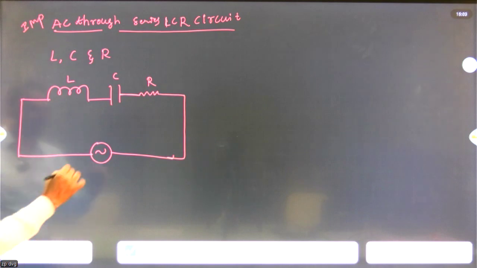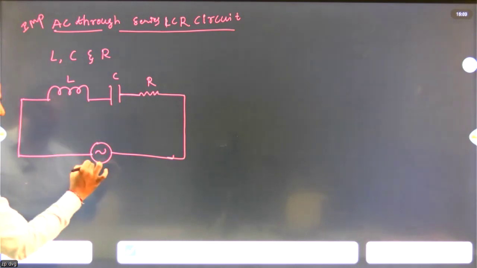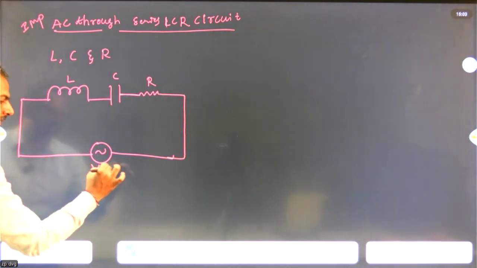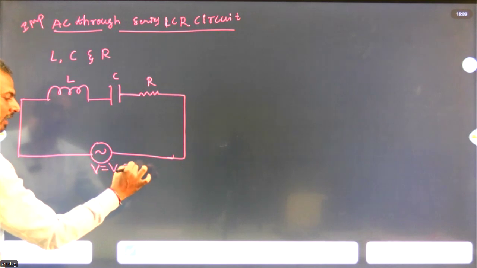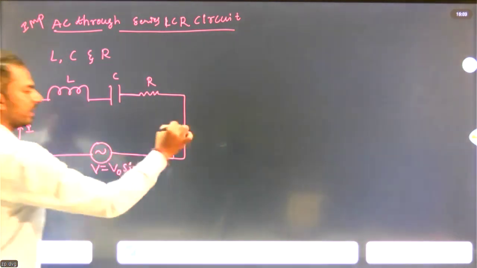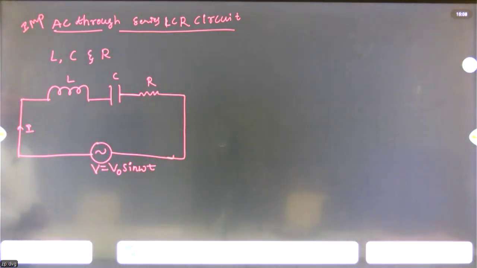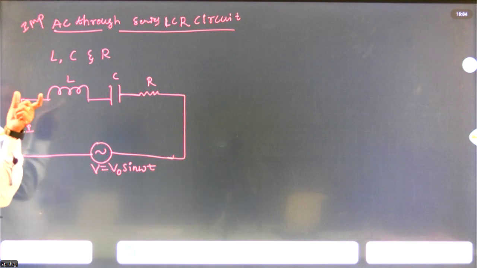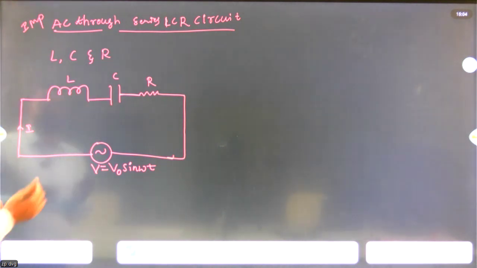Instantaneous value of alternating voltage applied from AC source: V is equal to V naught sin omega t. Let I be the RMS value of current in the circuit. Circuit is series. L, C and R are connected in series combination. We know that in series combination, current remains same, but applied voltage will be divided across inductor, capacitor and resistor.